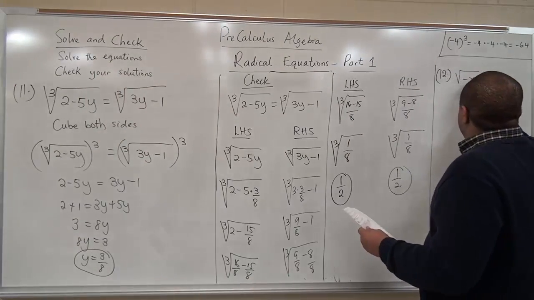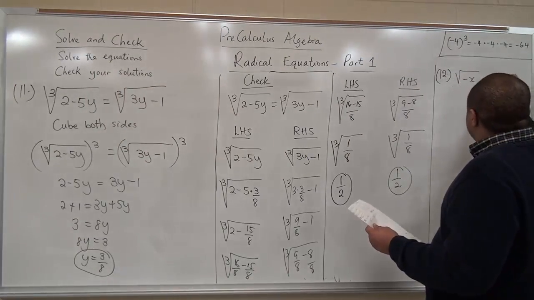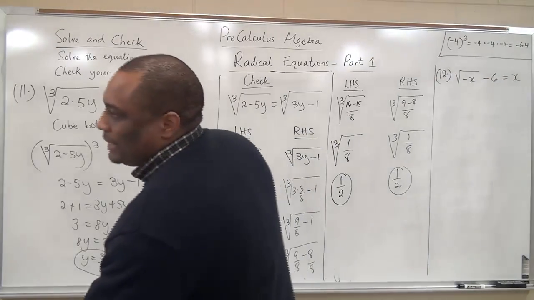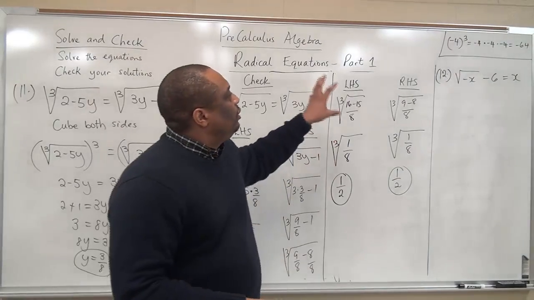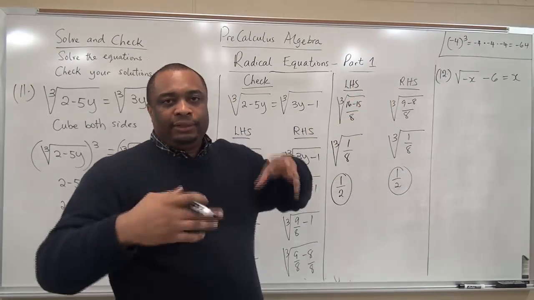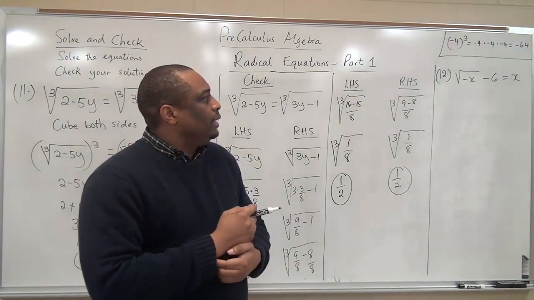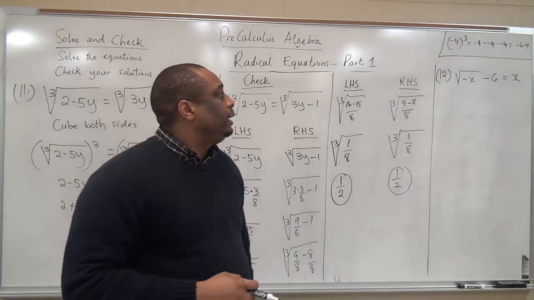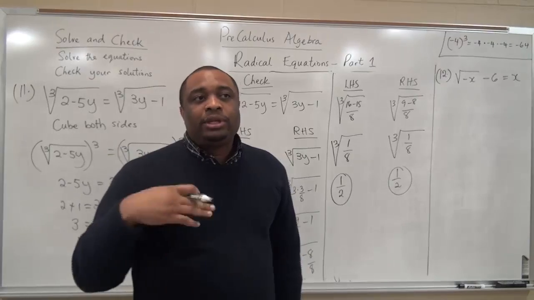Square root of negative x minus 6 equal to x. In the second part of the video, we will solve more of the challenging ones, the ones that will lead us into quadratic equations. And remember, we will solve and check it.